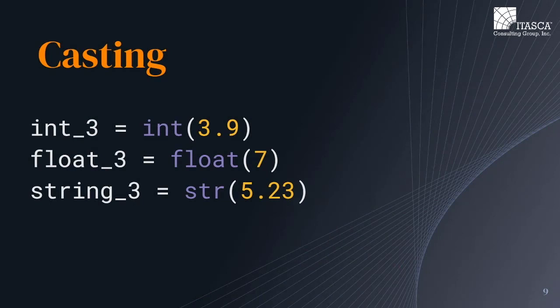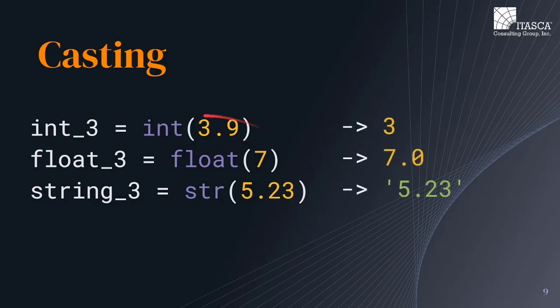Now, it is also possible within Python to cast different types of data to one another. This is done by using the keywords for the respective type of data that you're trying to cast to and putting in your input data within the parentheses.